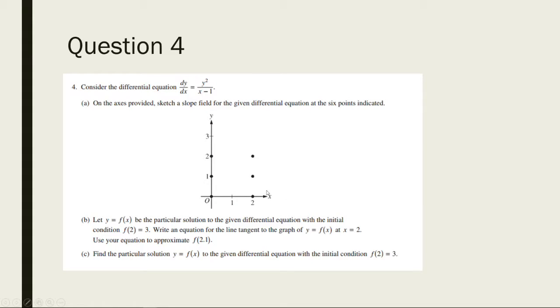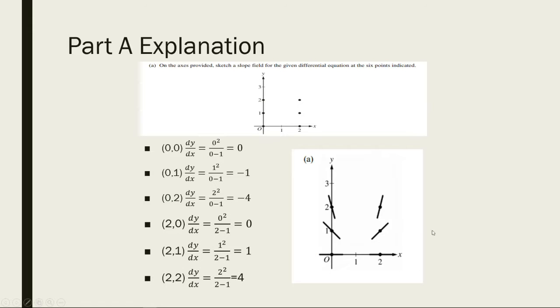So here's just a little overview of the question. We're given the differential equation dy/dx equals y squared over x minus 1. We see that this problem has 3 parts. Part A, you're asked to find a slope field. Part B, you're supposed to find the equation of a tangent line at a certain point and then use that equation to approximate at a different point. And then part C, you just have to find the particular solution.